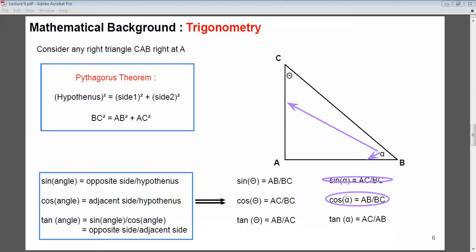And the tangent of angle alpha is opposite over the adjacent, so it is AC divided by AB. Okay, these you just memorize them. Let's apply them in a few examples.